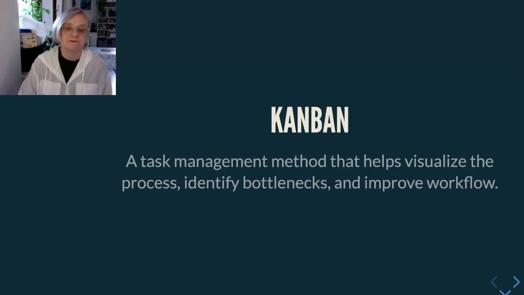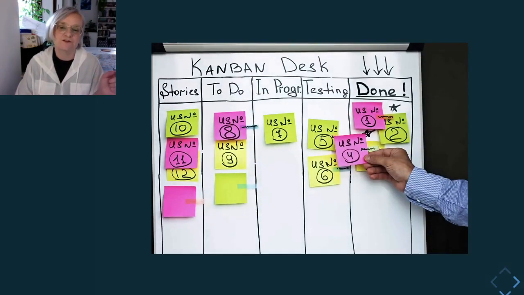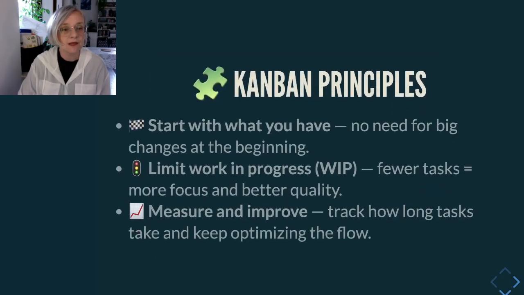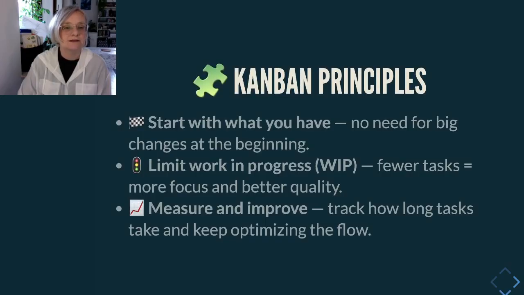Kanban is another flexible method, more visual and continuous. Tasks move through stages: to do, in progress, done. It can be flexible. Everything is on the board, physical or digital. The key idea is don't start too much at once. That way you finish faster and better. Here are the main Kanban principles. Kanban is about evolution, not revolution.